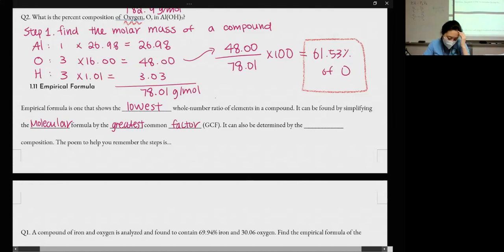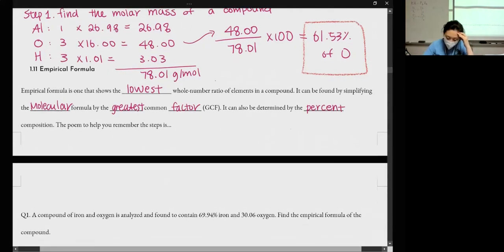It can also be determined by the percent composition. And there was a poem to help you remember the steps, but I did not do that. So you can ignore that part.